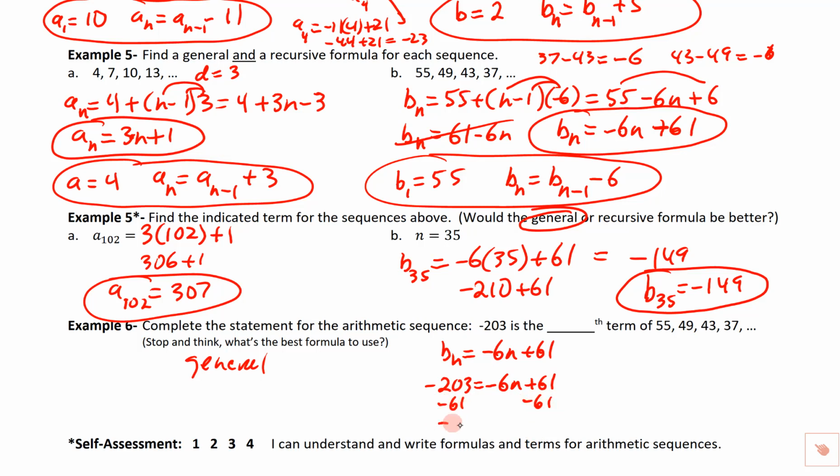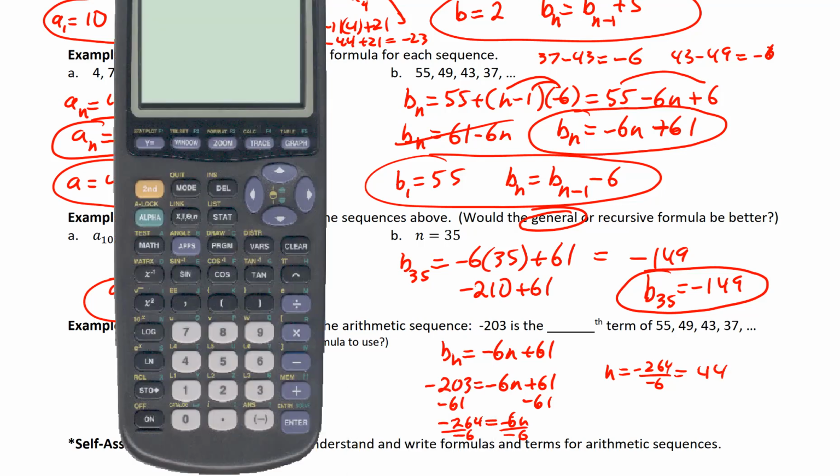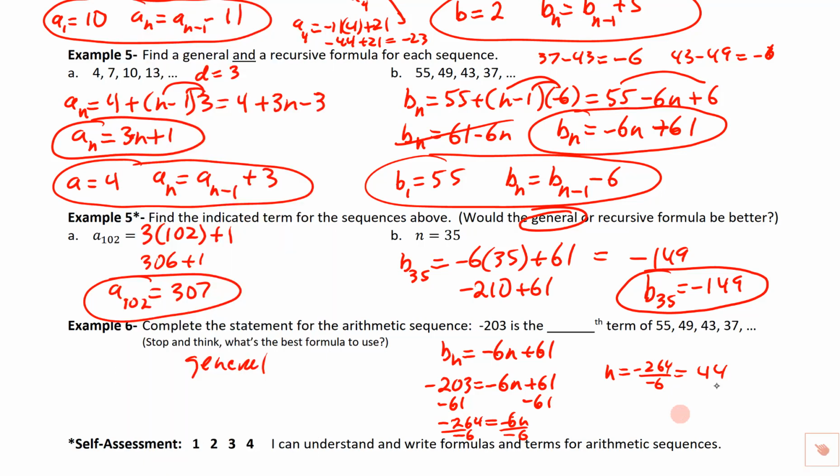So we end up with negative 264 equals negative 6n. Then we're going to divide by negative 6. And we end up with n is equal to negative 264 divided by negative 6. That's going to be a positive. I'm thinking that is 44, but let's pull up the calculator and check. So negative 264 divided by negative 6 equals 44. So that means the n that we plugged in here had to be 44, so it's the 44th term. All right, lots of stuff going on there.